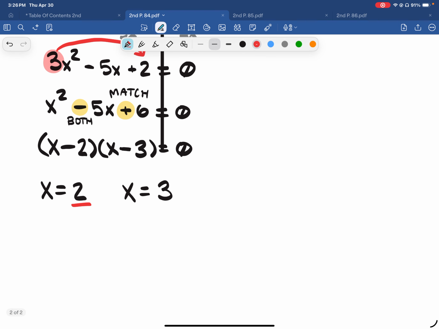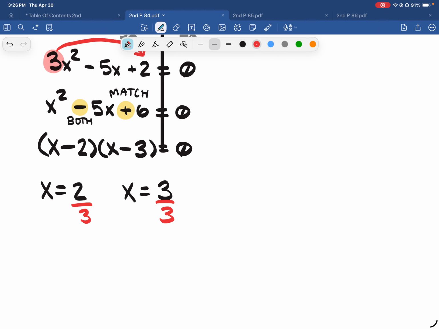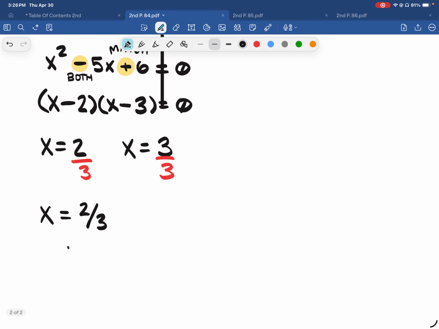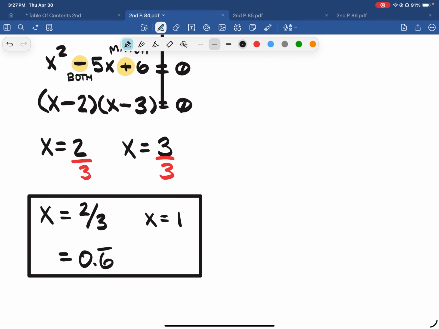But I do need to divide both of those numbers by 3, because that's the number I used for the slide and divide method to get rid of that leading coefficient. 2/3 doesn't simplify, doesn't divide evenly. You can just leave it as 2/3, or you can write 0.6 repeating. 3/3 is just 1. Your answers are 1 and 2/3.